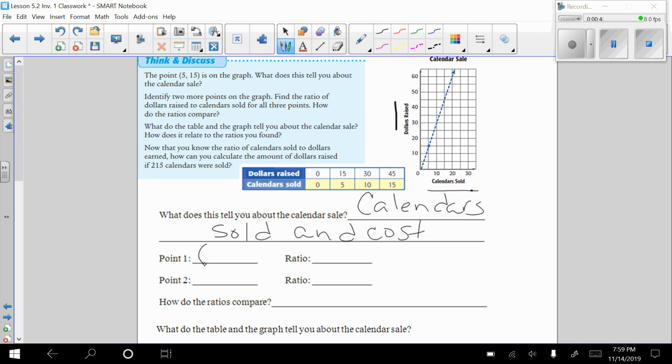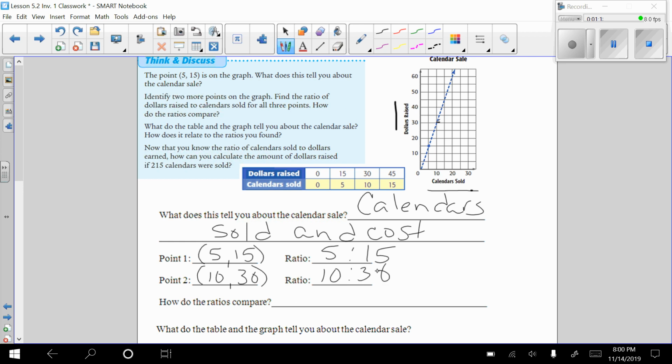I would say that is my point, 5, 15. 5 on the X line, that's going across, 15 going up and down. So the ratio for this would be 5 to 15. Another point we could find is, again, looking for something in the corner. Here's one up here, 10 and 30. So 10, 30 would be the coordinate point, or the ratio would be 10 to 30.